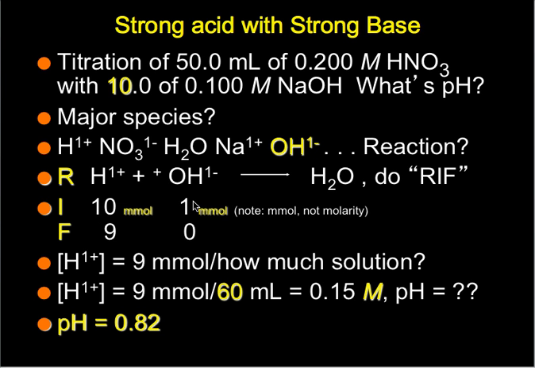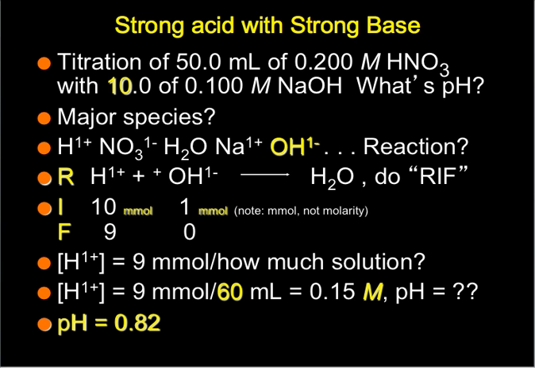They will react in a 1-to-1 ratio, producing water, but since the other products are neutral ions, there's no equilibrium involved. We have 9 millimoles of acid left over. Divide by the total volume now, which is 50 plus 10, 60 milliliters to get the concentration, and then correspondingly calculate the pH.